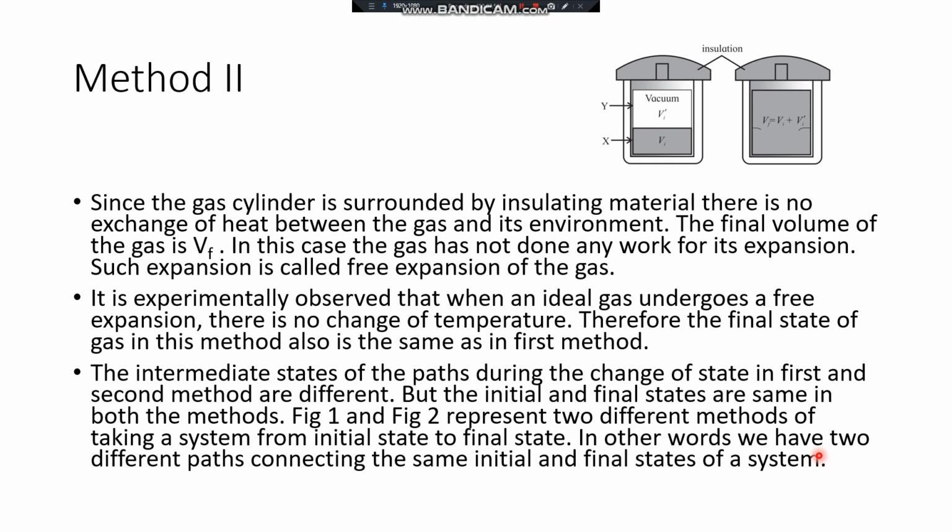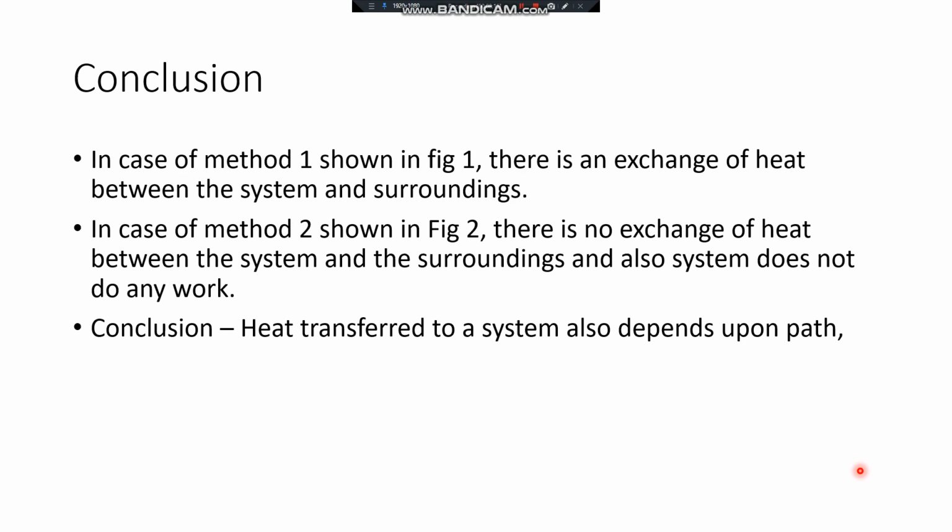Figure 1 and figure 2 represent two different methods for taking the system from the initial state to the final state. In other words, we have two different paths connecting the initial and final states of the system. In method 1, there is an exchange of heat between the system and the surroundings because the heating was controlled and the process was isothermal, with no change in temperature. In method 2, there is no exchange of heat between the system and its surrounding environment, and also the system does not do any work.